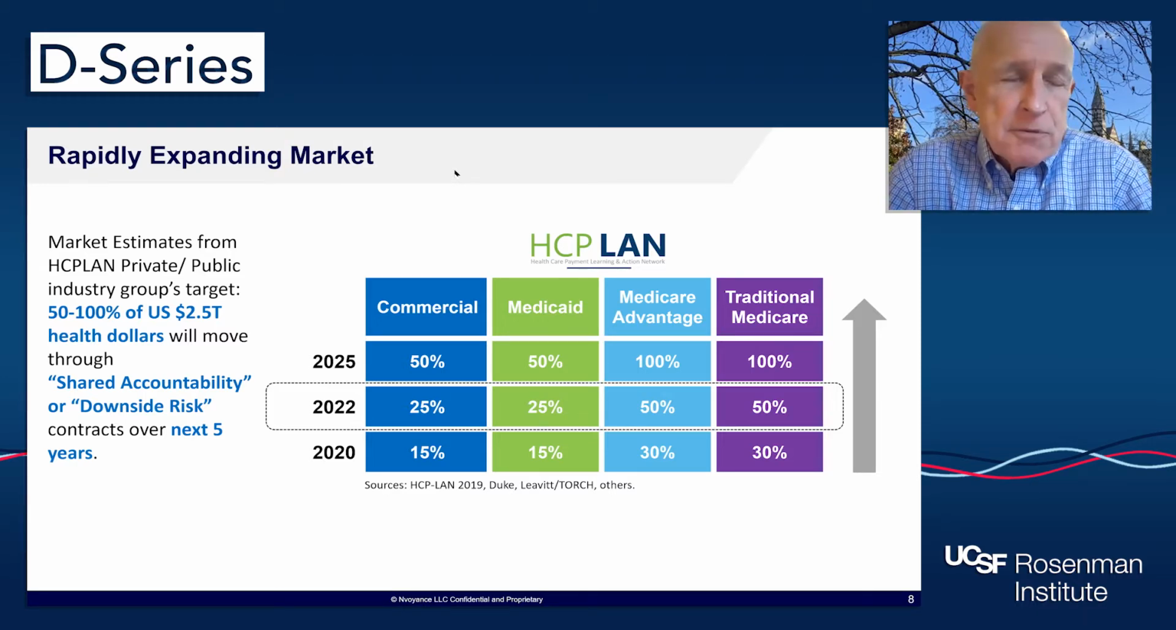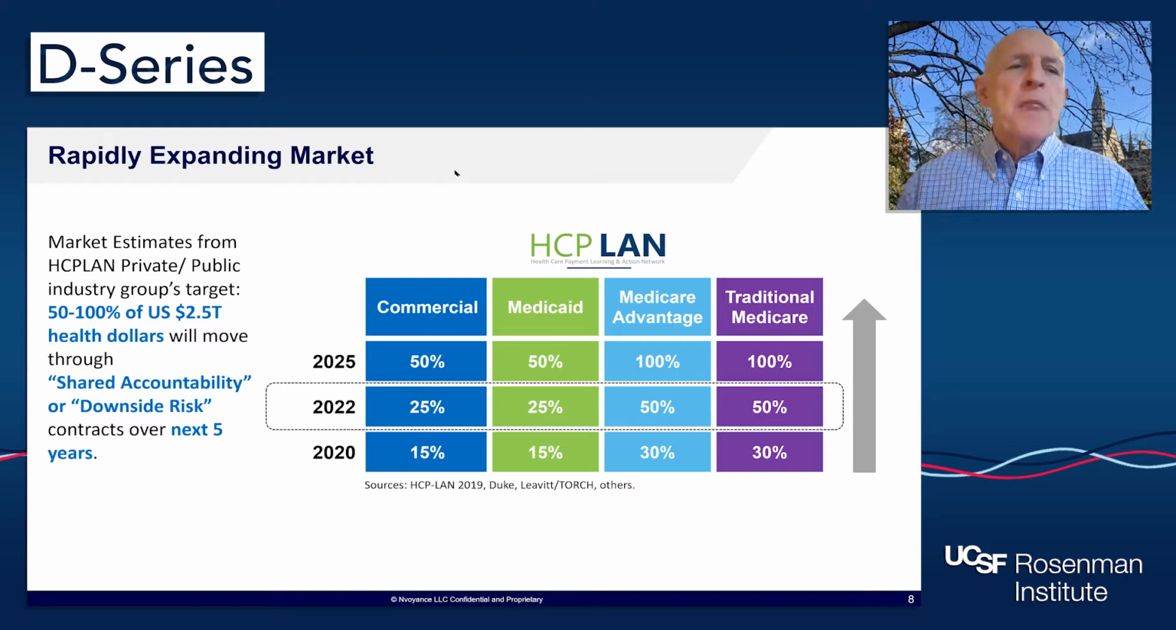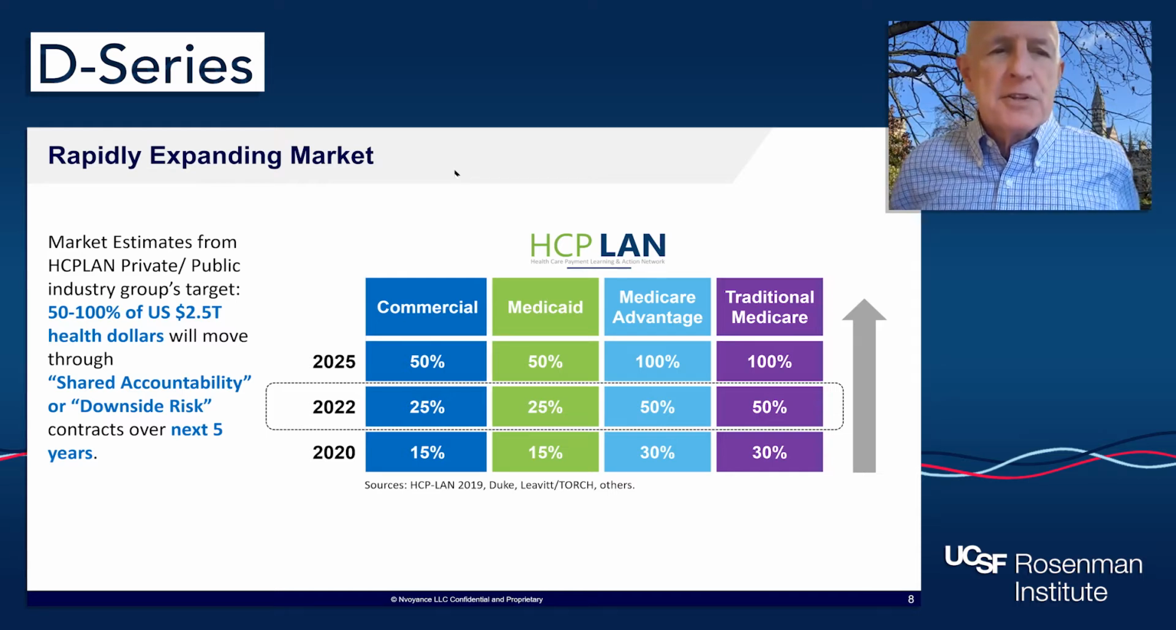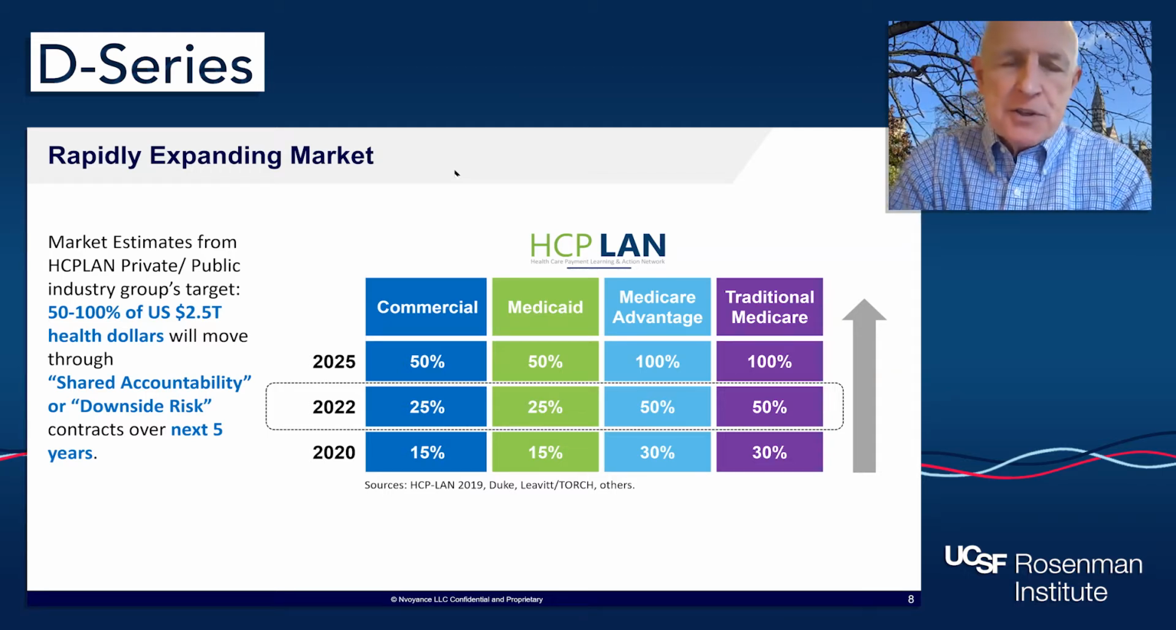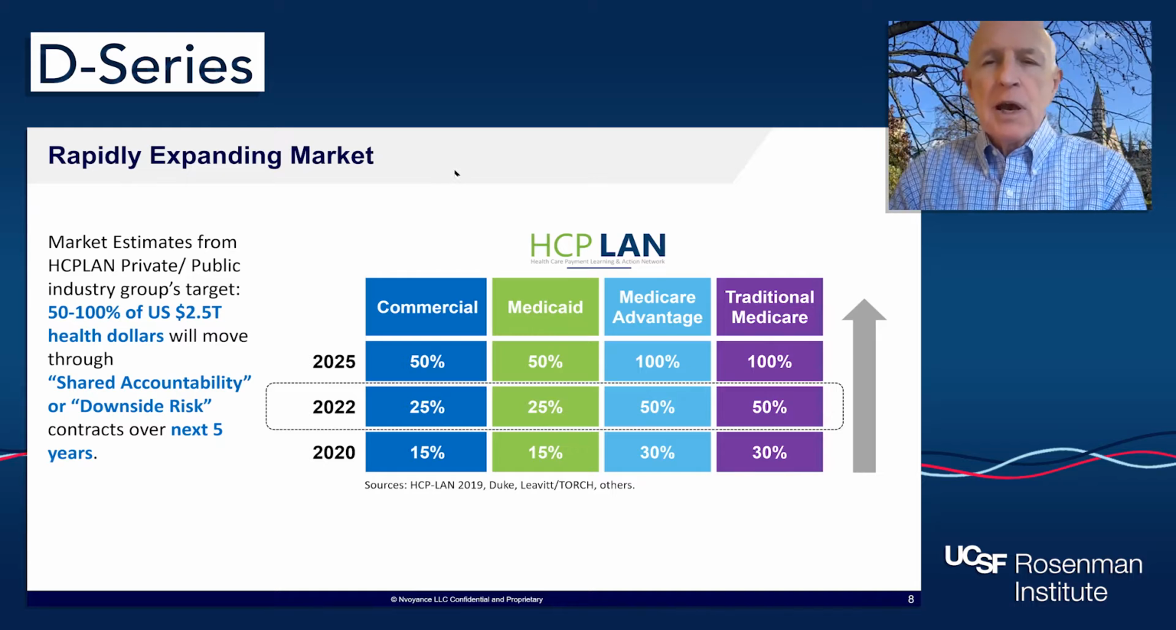The theory from the HCP Learning and Action Network group, down in North Carolina or Tennessee, I forget which, at Duke, is promoting the idea that something between 50% and 100% of US health dollars will move through some form of shared accountability or downside risk contracts over the next 5 years. So that takes us to 2027. And in some parts of healthcare, we may see as much as 100% of contracts with some form of shared accountability and particularly downside risk. And the downside risk element is what I'm going to talk about a bit later in this talk, how to avoid downside risk when you're actually doing a good job and saving money for the payer.